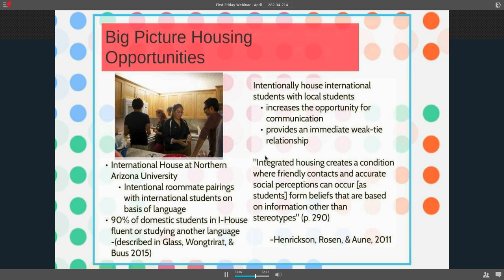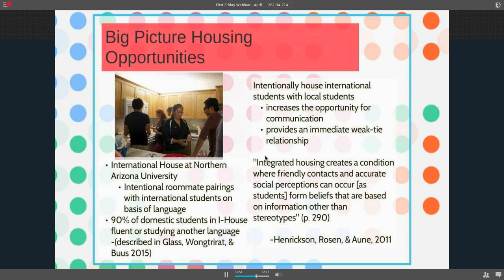So looking across all of housing and the big picture, one of the suggestions is to intentionally house international students with local students because it increases opportunity for communications. It provides what's called a weak tie relationship, so maybe not a really deep friendship, but there is at least a real in-person connection happening. And this idea that we see, it's actually from social psychology, and it holds across a lot of groups, is that for people who might hold stereotypes about a different group, when there's friendly contact and you actually start to base your observations on real interactions instead of what you had in your mind already, then that can actually break down stereotypes. Of course, we know that doesn't always happen perfectly, that in some cases roommates don't even really communicate at all, but in some cases it can set the scene for that to happen.